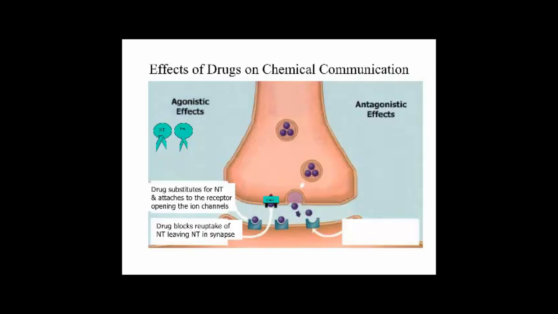While here, your clue word is substitute. Here, we're blocking the reuptake. Your antagonist is going to block something, but it's not going to be the reuptake. So make sure you keep those two separate. If we look at antagonist, is an antagonist increasing or decreasing the likelihood of a postsynaptic response? Decreasing.